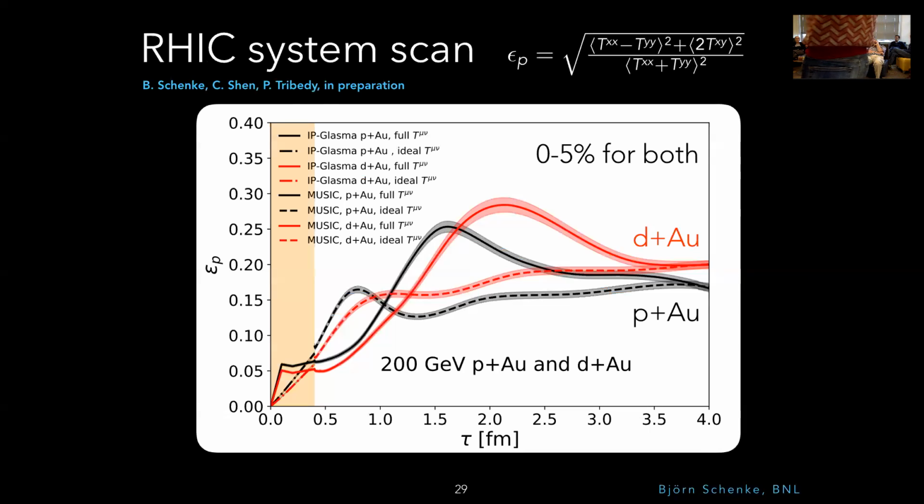But then the hydro does what you would expect. You generate a somewhat larger momentum anisotropy in deuteron gold than proton gold because the eccentricity is larger in deuteron gold. So this is what you would expect from hydro. Just focus on the solid lines. That's the one with the full T^{μν}.